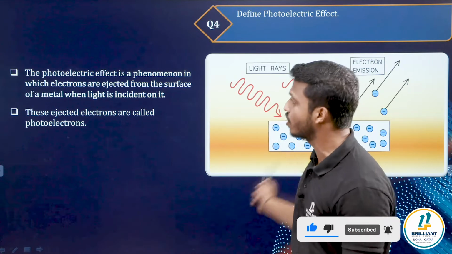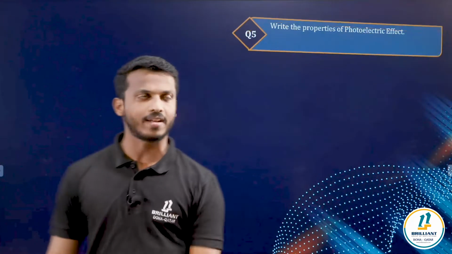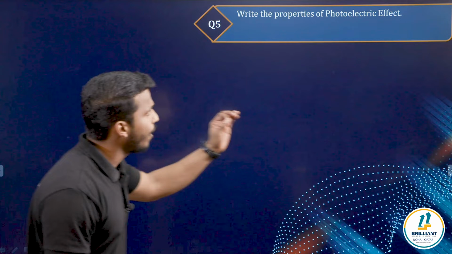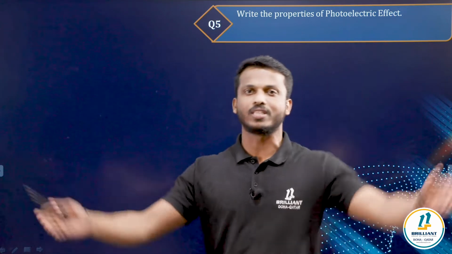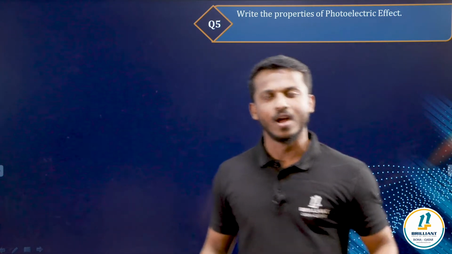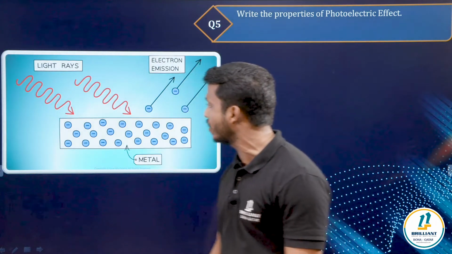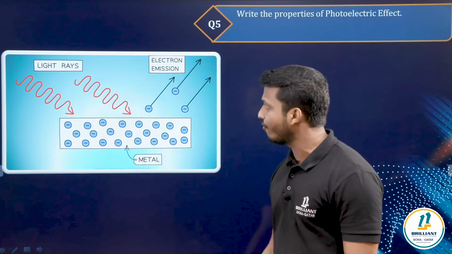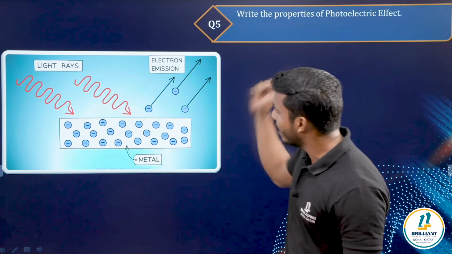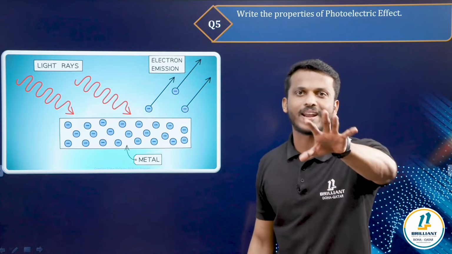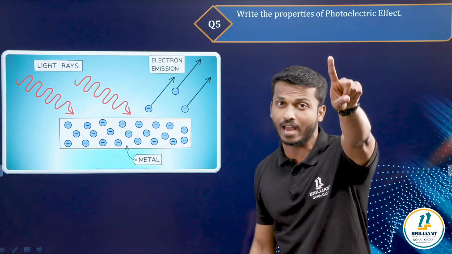And from the next question, we have to study one more topic. Write the properties of photoelectric effect, dear all. This is also one of the questions for your exam. What are the properties of photoelectric effect? Let us consider the diagram once again. Dear all, metal surface, radiation is falling and electrons are ejecting. What are the characteristics of photoelectric effect? All of you carefully listen.